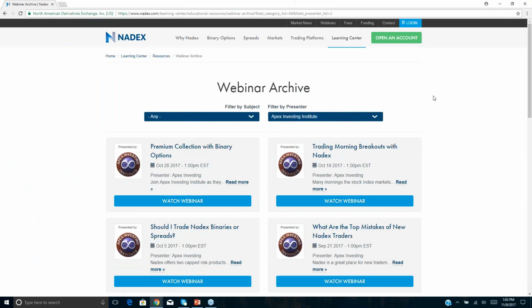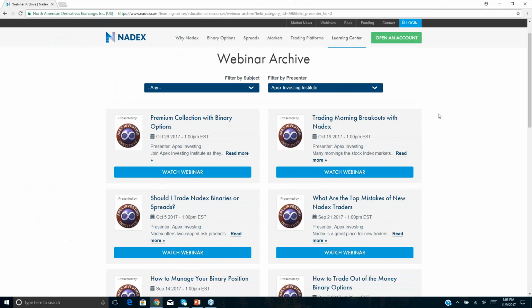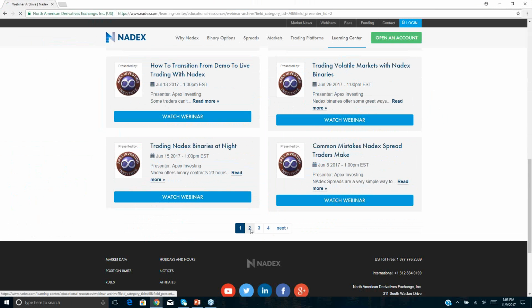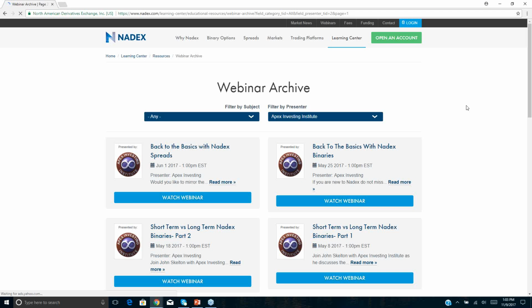And today we're going to be talking about the Ultimate Hedge with Nadex spreads. I'm going to do a very brief, quick review of the basics of spreads, and then we're going to go into it. But if you're not really familiar with spreads, you can go back through here and find all kinds of great information, all the way back to the very basics, Spreads 101, right here: back to the basics with spreads. If you don't know what a spread is, how it works, this webinar holds you by the hand and walks you through what a spread is, how it works, and some do's and don'ts.